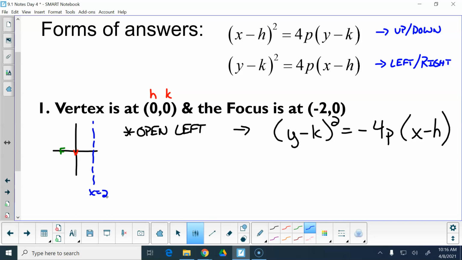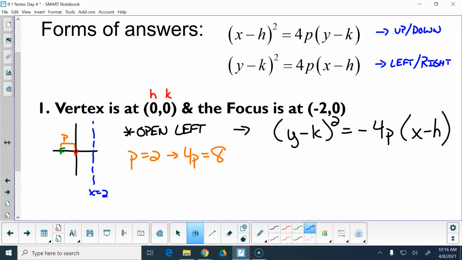Not so much the 4p, but the p value. The p-value is this distance right here. That distance is p. So what is p? 2. Okay? So p is 2, which then means that 4p, as Hope was saying here, is going to be 8. We're going to make it negative because of the leftness, yes, but 4p itself is just 8.